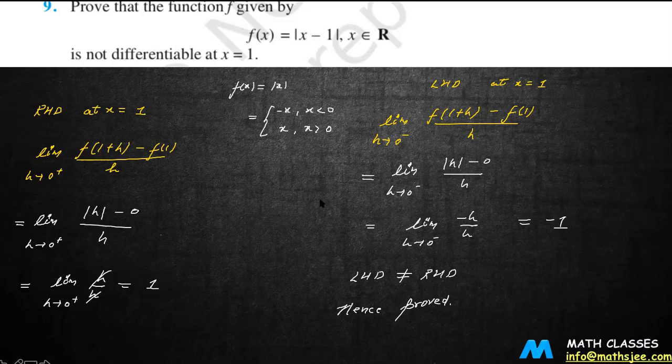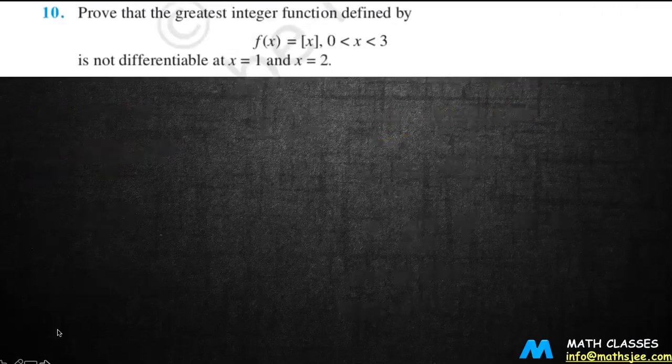And let us now come back to the last question, which is also based on the derivative. Prove that the greatest integer function defined by this is not differentiable at x equal to 1 and x equal to 2. Let us try to solve it at any one point, because both of them are similar. You can solve this question in two ways, and if you draw the diagram for this question, then it will give you an edge over the other students. First of all, you'll try to solve it mathematically. So we can solve it in two ways. Let us first try to solve by using the first principle.